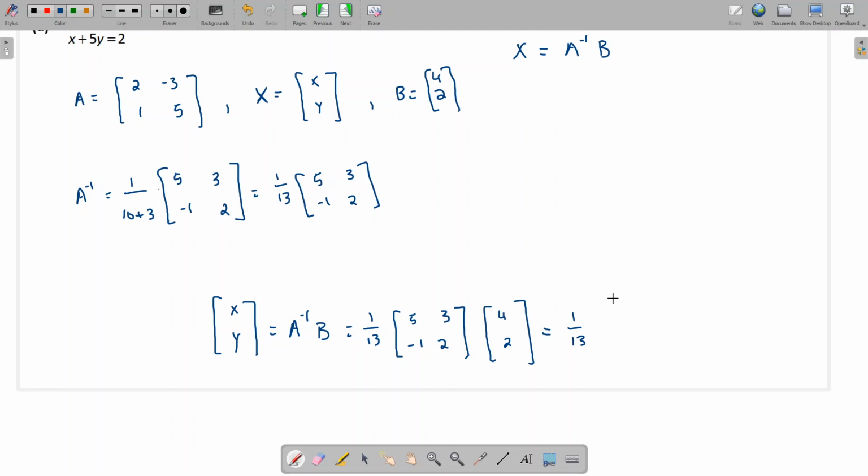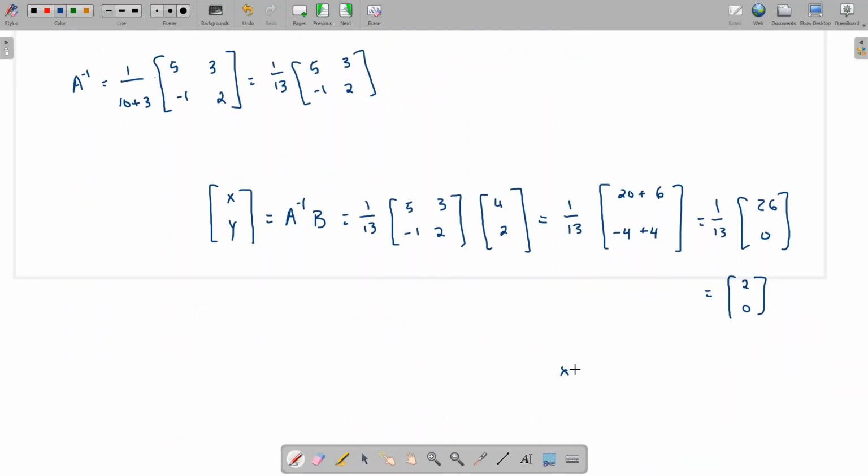Go ahead and multiply these two matrices. So it will be a column matrix. The first element is going to be 5 times 4, which is 20, plus 3 times 2, which is 6. And then the element down here is going to be 1 times 4 is -4, plus 2 times 2, so plus 4 there. So that is 1 over 13 times 26 and then 0 in that spot. So just distribute this through and you end up with 2, 0. In other words, the solution for that system is x is equal to 2, y is equal to 0.